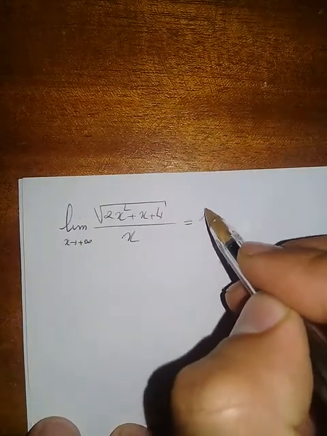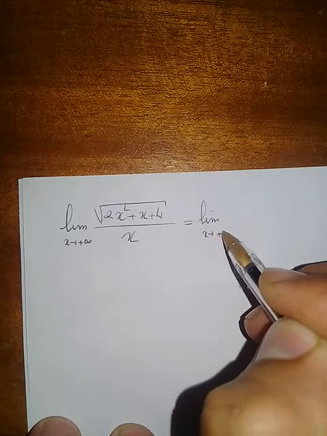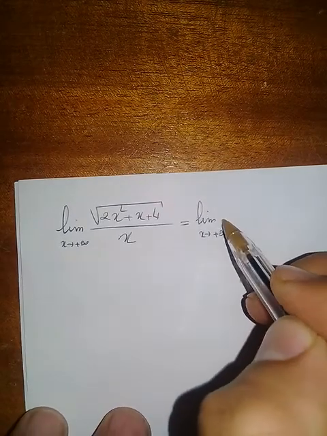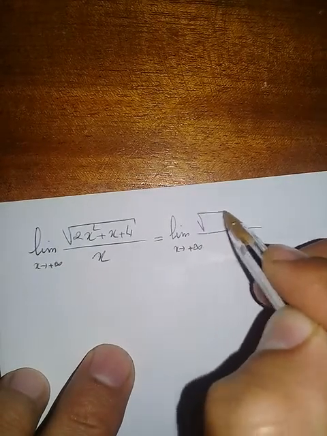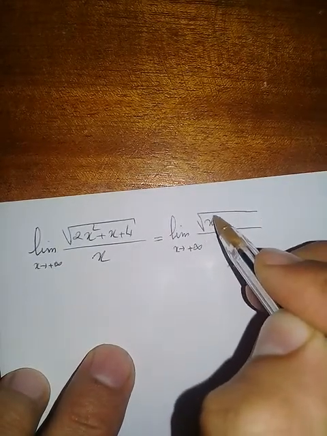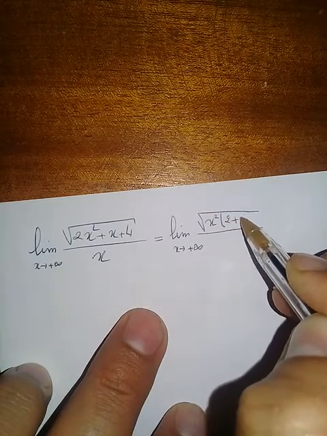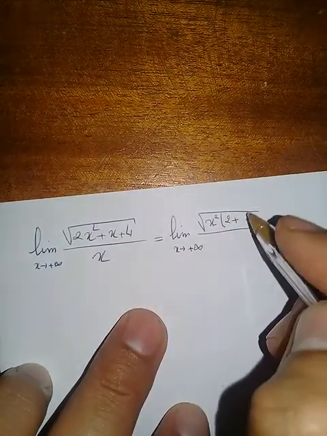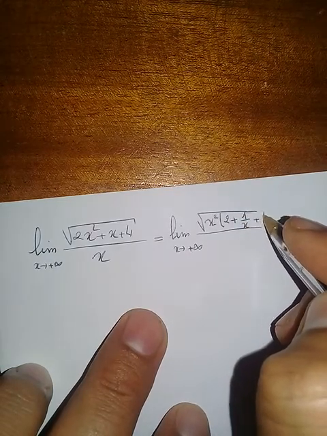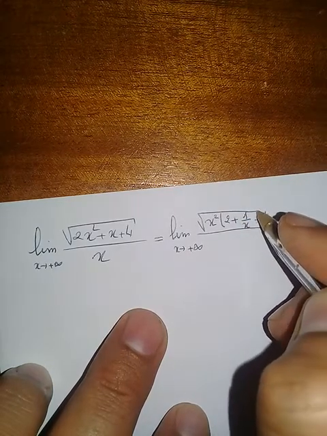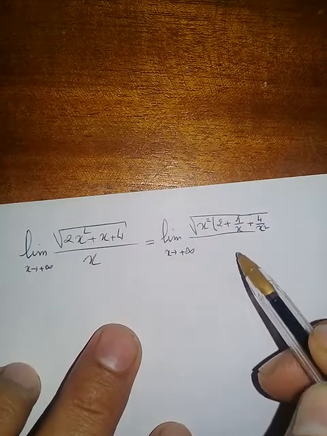So it's the limit as x approaches positive infinity of the square root of x squared times the factor 2 plus x over x squared, which is 1 over x, plus 4 over x squared, all over x.